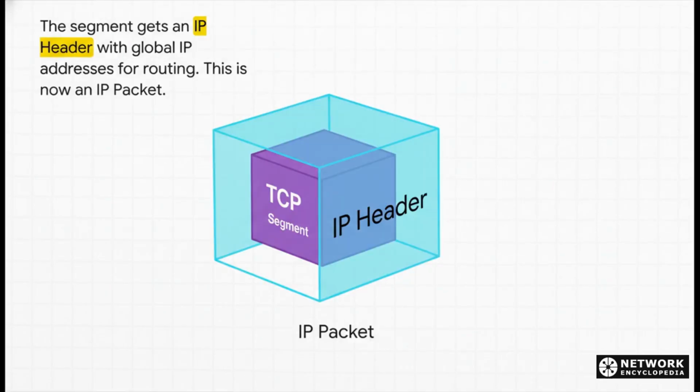Next up, that entire segment gets passed down to the network layer. The IP protocol comes along and slaps on its header. This is like the global mailing address on the outside of the box. It has the source and destination IP addresses, which tells the internet exactly where this thing needs to go, no matter how many different networks it has to cross. And now, we call it an IP packet.